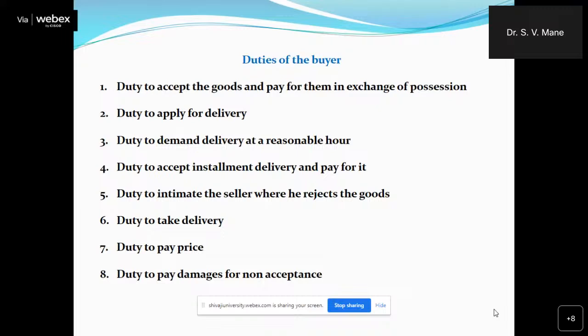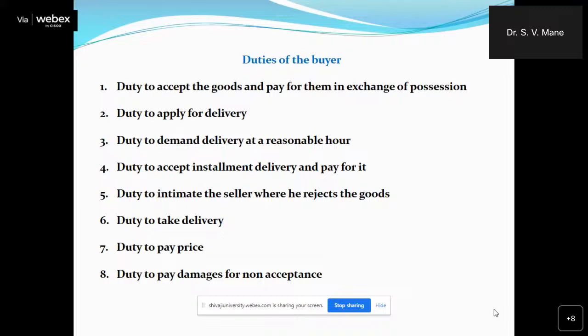Then fifth one is a duty to intimate the seller where he rejects the goods. It is the duty of the buyer to intimate the seller in case of rejection of the goods, if there are damages or any kind of defect. Then sixth one is a duty to take delivery. It is the duty of the buyer to take delivery of the goods within a reasonable time. So this is also one of the duties given under the Sales of Goods Act.